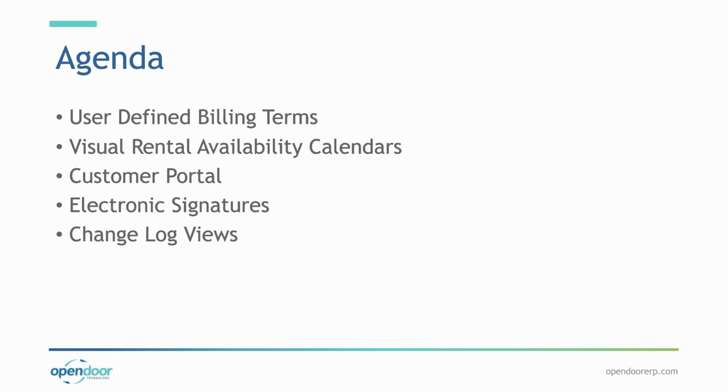Today's agenda, we're going to go over user-defined billing terms, the visual rental calendar or availability calendar, the customer portal, electronic signatures, and changelog views. So those are kind of the highlights, and then we'll touch on a few of the other things at the end and do some questions.